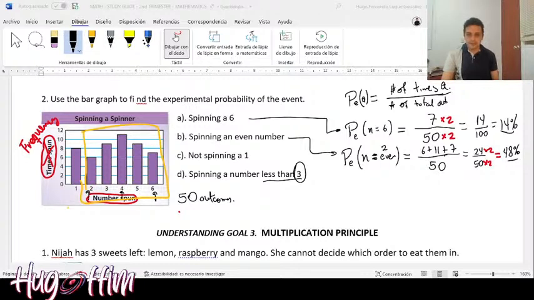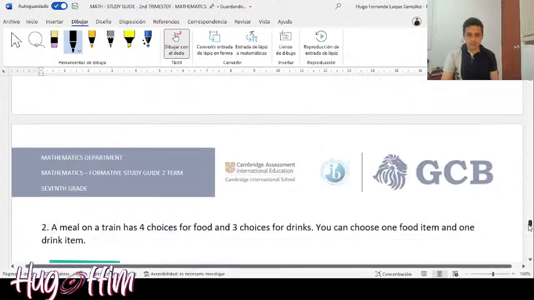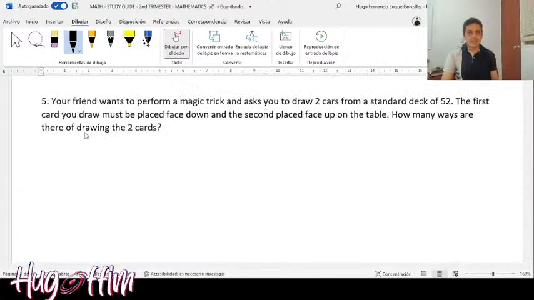And finally, they sent me this one about cards, that says your friends want to perform a magic trick and ask you to draw 2 cards from a standard deck of 52. So you have a deck, you take 2 cards. The first card you draw must be placed face down and the second placed face up on the table. How many ways are there of drawing the 2 cards?